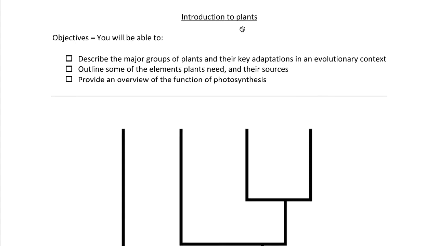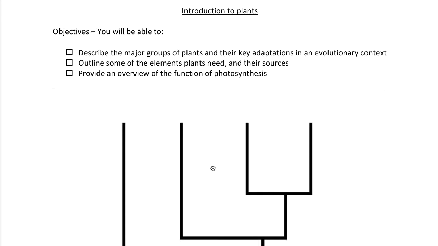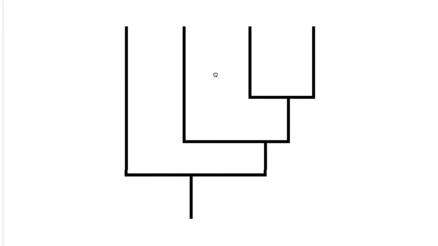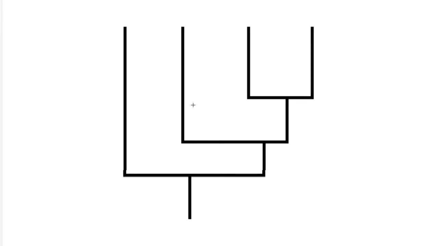In this lesson, we're going to introduce our plants unit and try and set the stage for what's to come next. We're going to describe the major groups of plants and their key adaptations, outline the elements that plants need and their sources, and provide an overview of the function of photosynthesis. And by doing those things, I hope to place the plants unit in context and help make more sense of what comes next. First, let's start with the evolutionary relationship among plants.